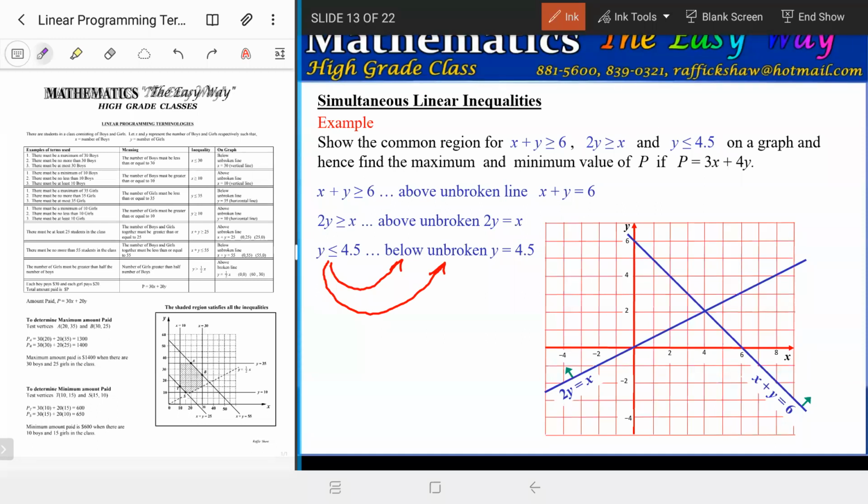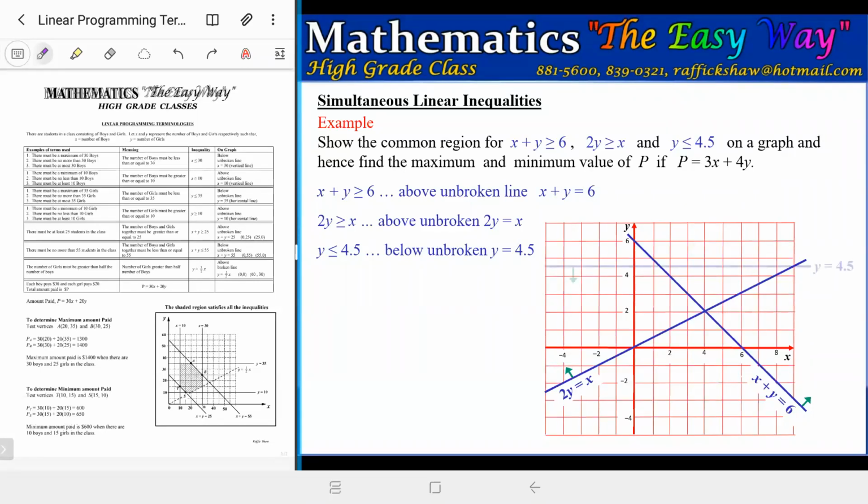And the line that we're drawing is the line y equals 4.5. Remember, y equals a number lines are horizontal lines. So y equals 4.5 is horizontal. So we're going to draw that one next. And so that is it.